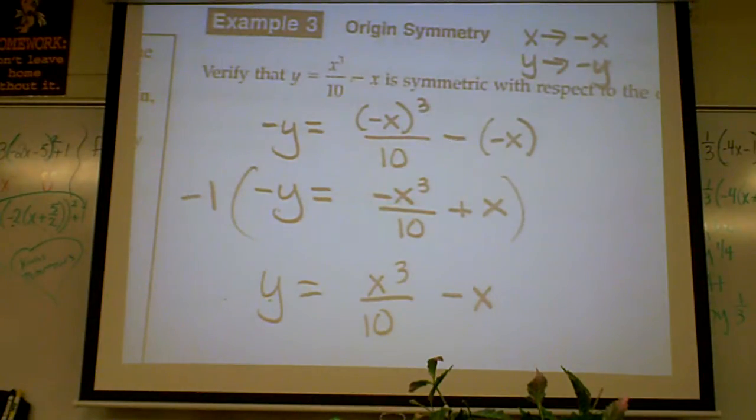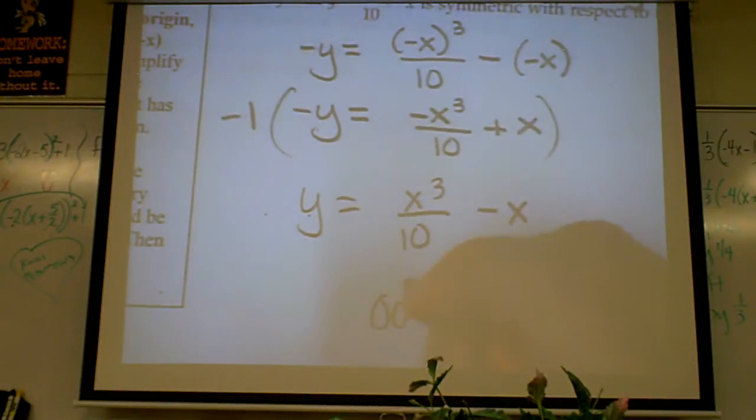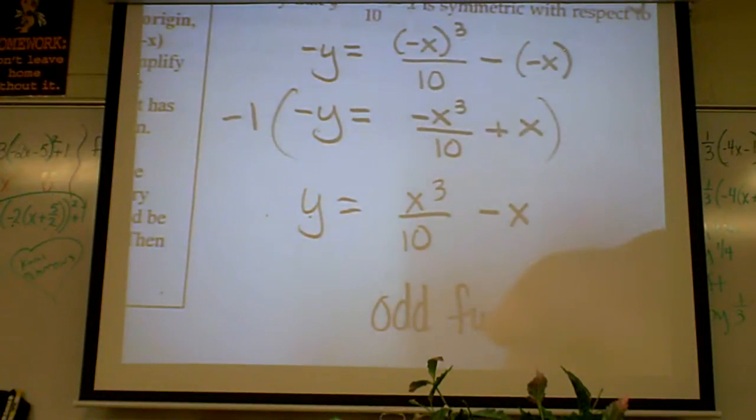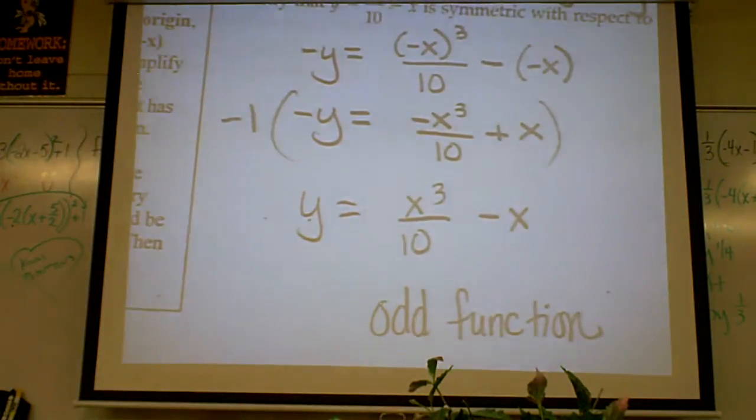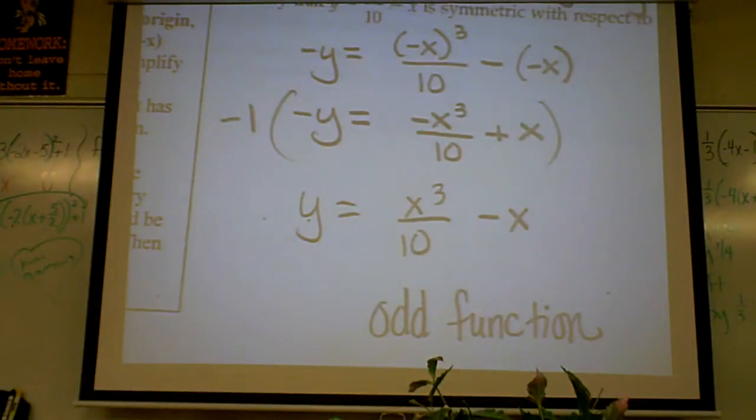Now this one has a special name. This is also called an odd function. So, 2 of the 3 have special names. If a graph has symmetry to the y-axis, it's called an even function. And if it has symmetry to the origin, it's an odd function. A lot of memorizing here.